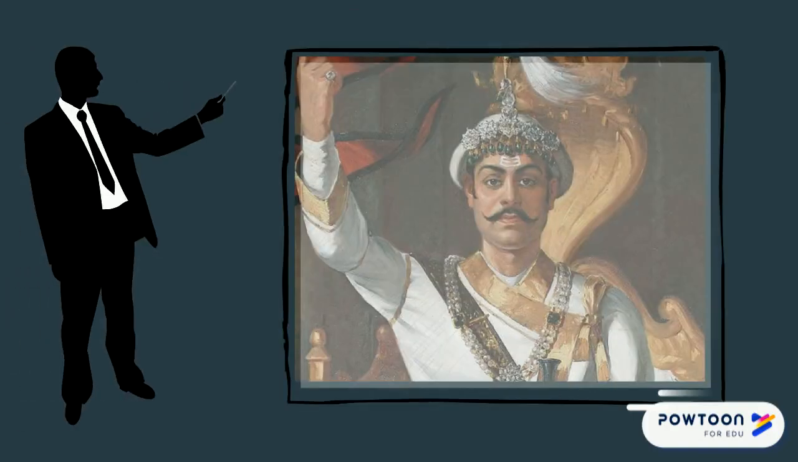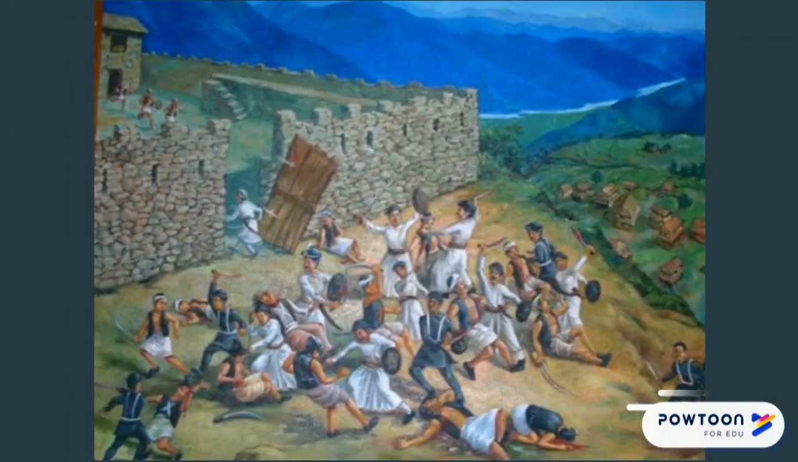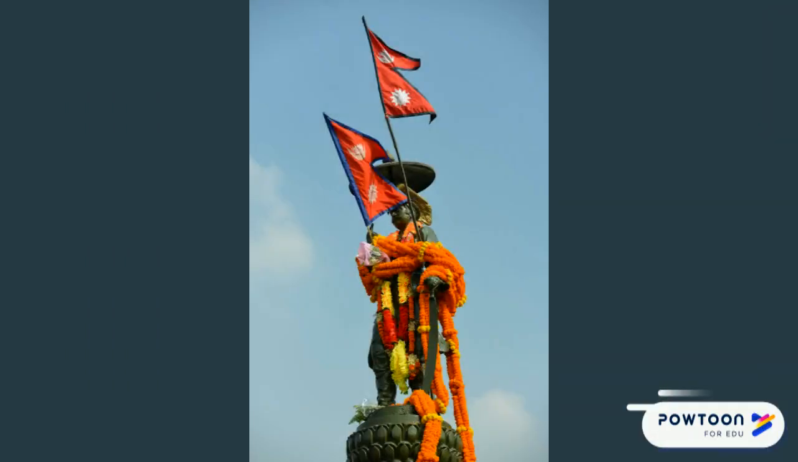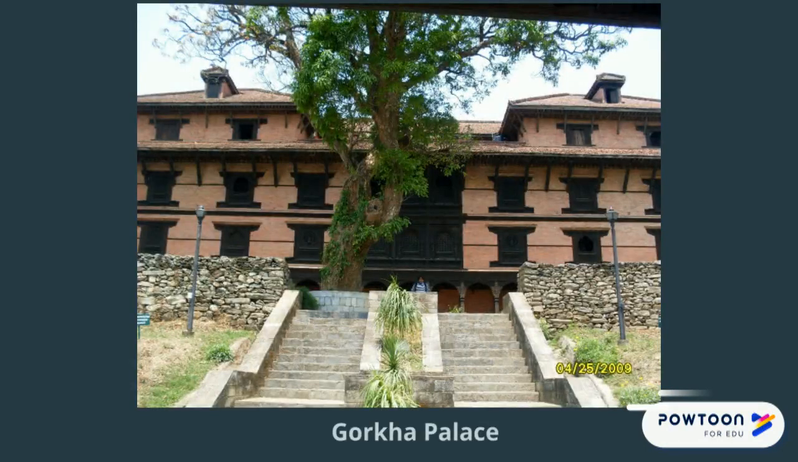The unification of Nepal was all because of one man, Prithvinarayan Shah. Hailed as the last ruler of Gorkha and the first monarch of the Kingdom of Nepal, he is responsible for starting the mission to unify Nepal. Prithvinarayan Shah was born into the royal family of Gorkha, now one of the 77 districts.